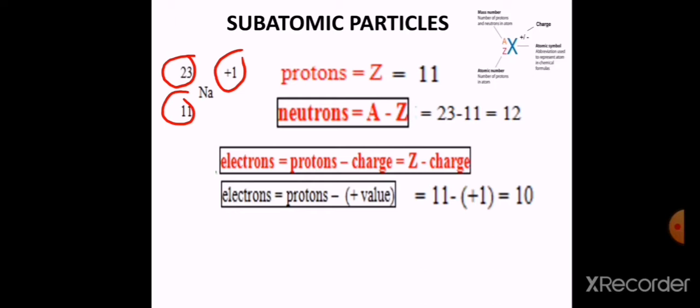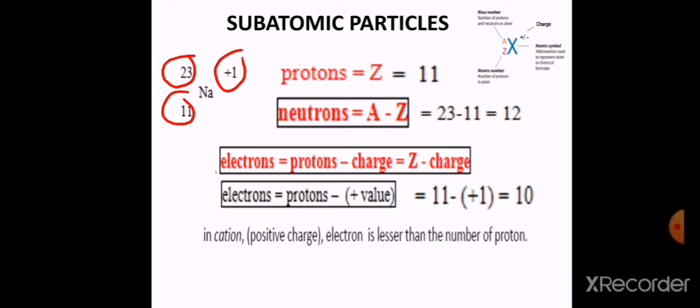Okay? So, kung titingnan natin dito, for a positively charged atom, such as this example, sodium positive 1, ang relationship ay electrons is lesser than the number of protons. So, ang electron natin ay 10.